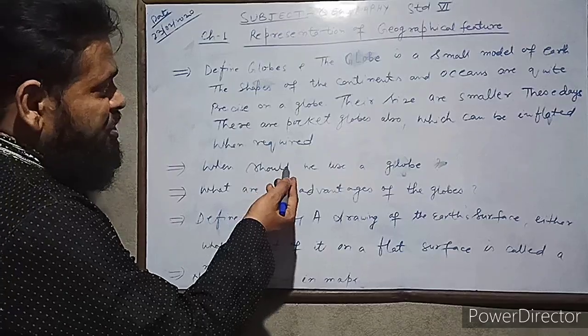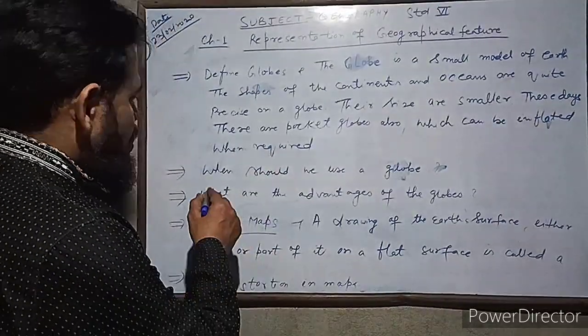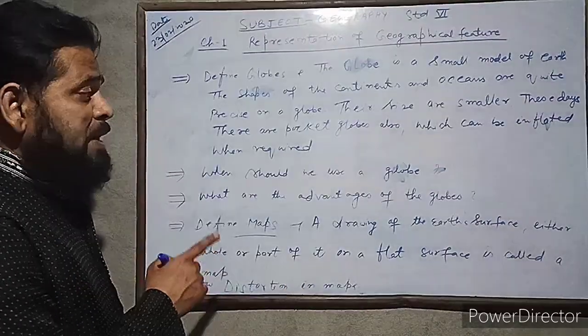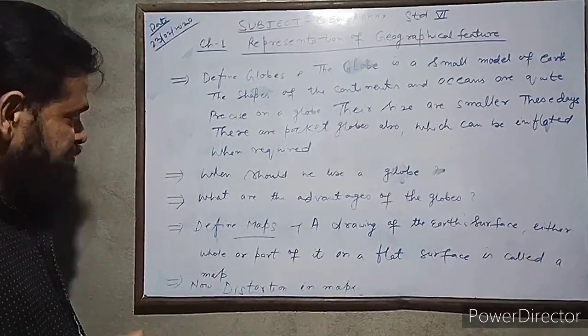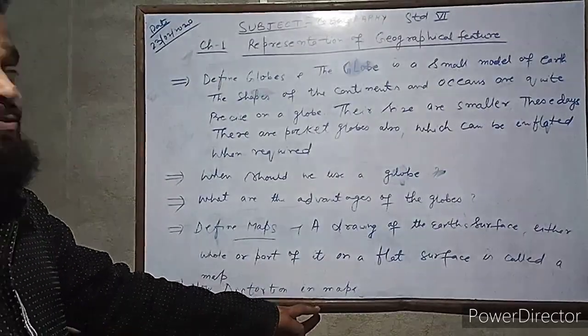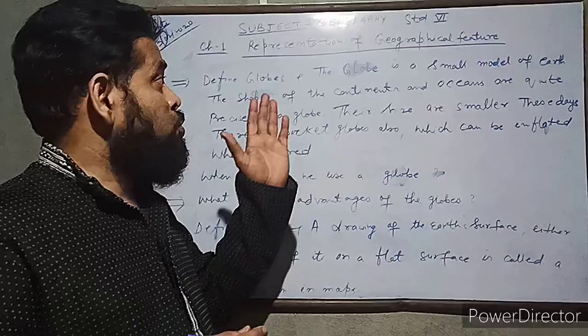When should we use a globe? What are the advantages of globes? Define maps, features of maps, and lastly, distortion in maps. Now I will discuss globes.